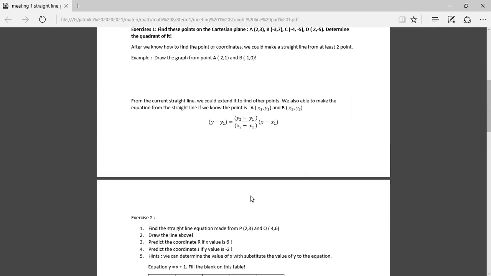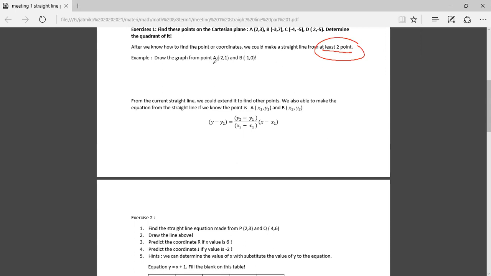So in here, how can we make a line? If you want to make a line, there is a requirement. The first one is we can make a line from at least 2 points, or if not 2 points, we can use 1 point and 1 gradient. What is the gradient? Because we are not yet talking about the gradient, we can first explain how to make a line if we have 2 points.